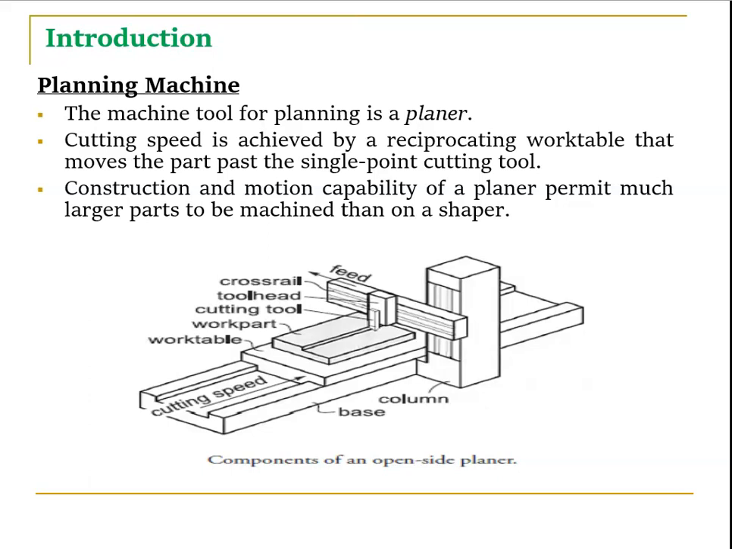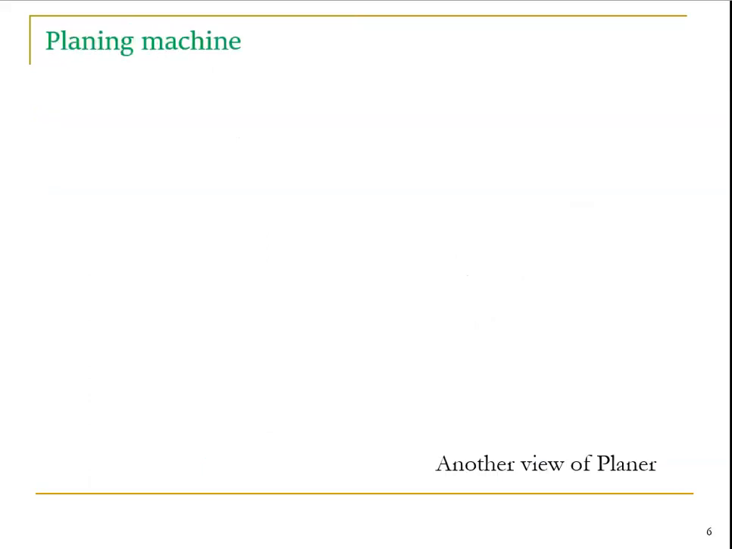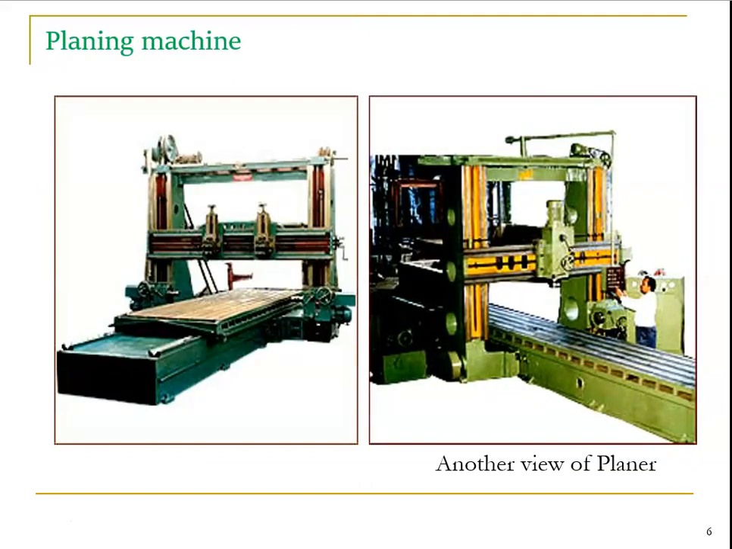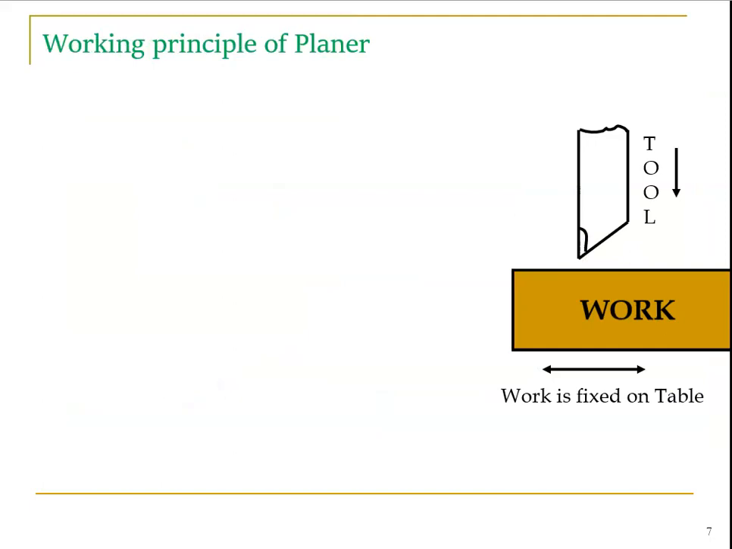At the bottom we have a base, and we have a column, cross rails, and tool head. On top of the base we have a work table, the work part and the cutting tool. These are some drawings of the planing machine, and this is the industrial representation. One difference from the shaper: there the tool reciprocates, here the tool is stationary and it gives the feed and depth of cut. The workpiece moves. This is how the planer works.